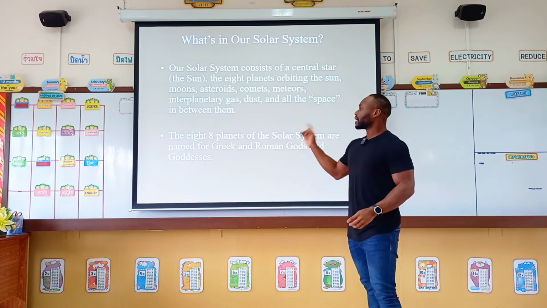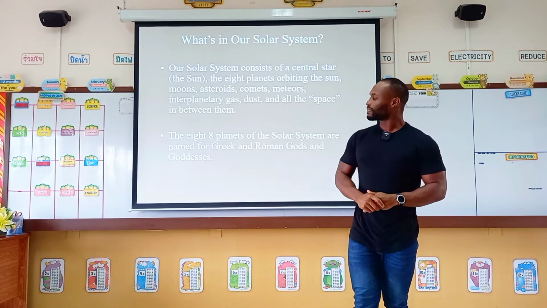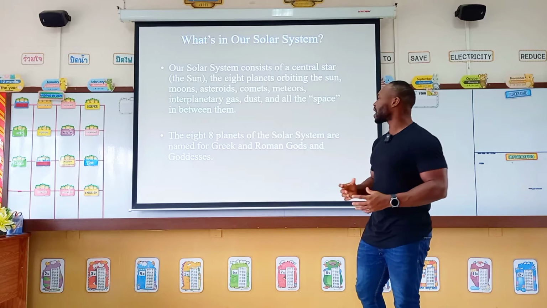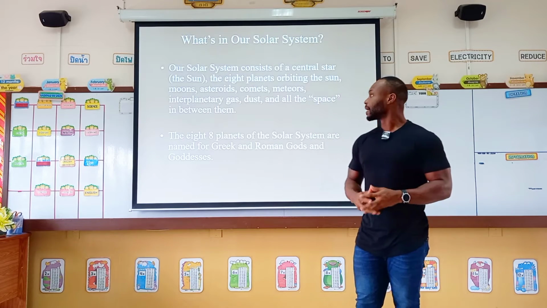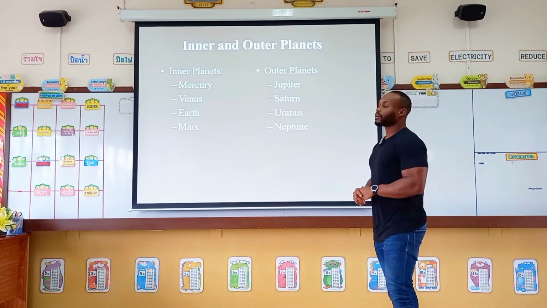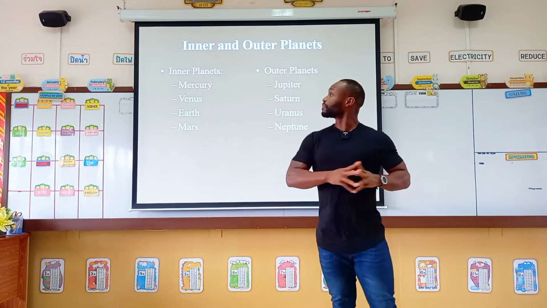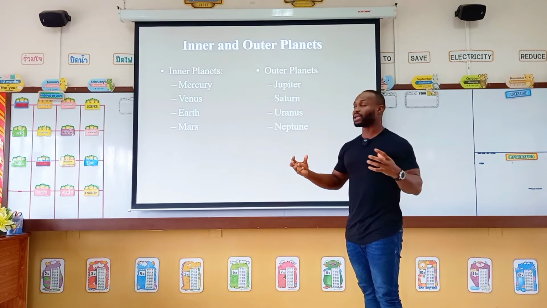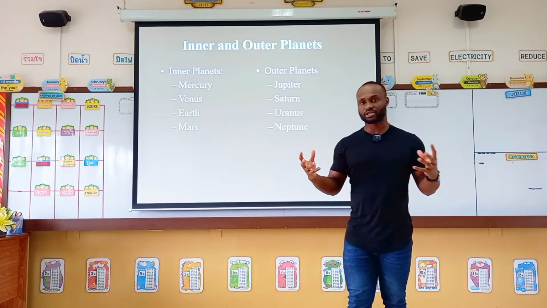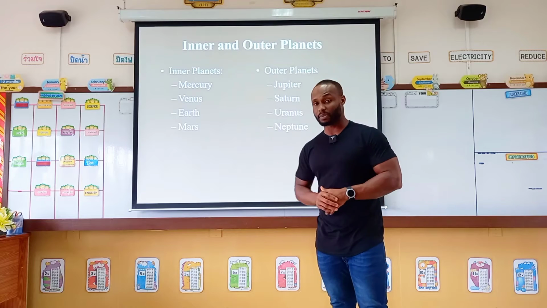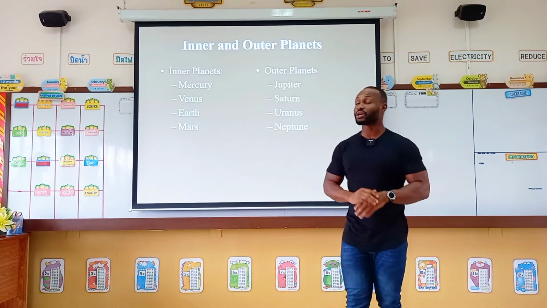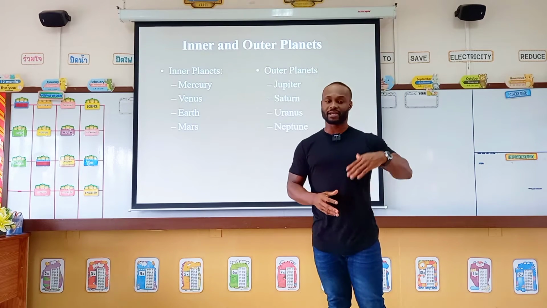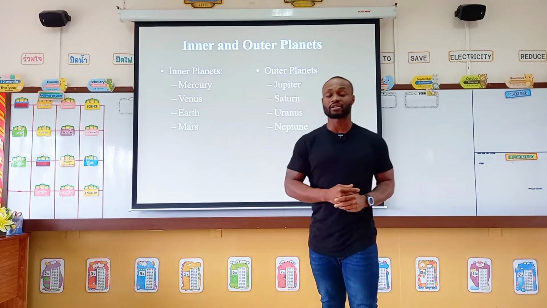Next point, the 8 planets of the solar system are named for Greek and Roman gods and goddesses, okay? Next one. So our planets are divided into 2 sides, okay? We divide them into 2 sections. We have the inner planets and we have the outer planets, all right? So in today's class, I'm really gonna dig deep to tell you the differences between the inner planets, or the planets in the inner circle, and then the planets in the outer circle.